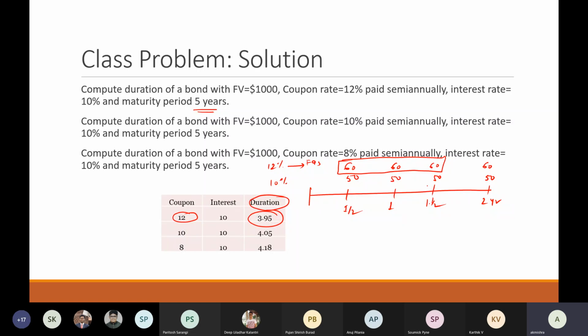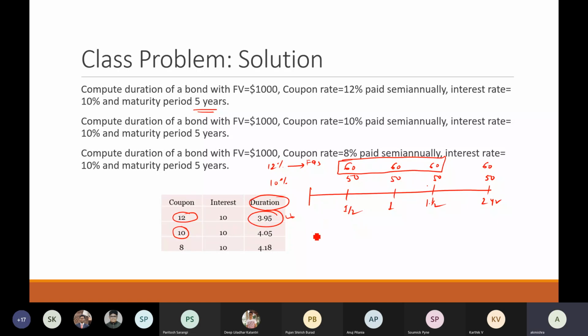Net investment means your principal amount adjusted for time value of money in less than 4 years. Whereas when the coupon payment is 10% annual, it takes more than 4 years to recover. And of course, why is it happening? Because you are recovering less money every time period.